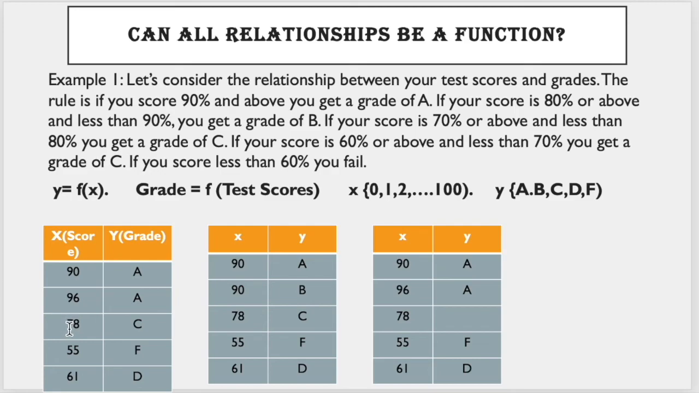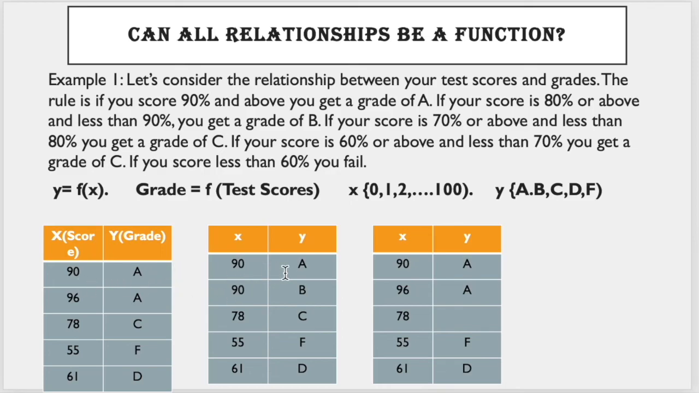If you score 78, what is the value of the function? That is f of 78, would be C. If you score 55, it would be F. If you score 61, it would be D. So this makes a function. So every relationship is defined, and every input variable does have exactly one output variable.